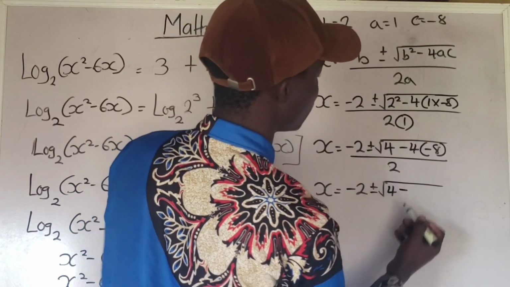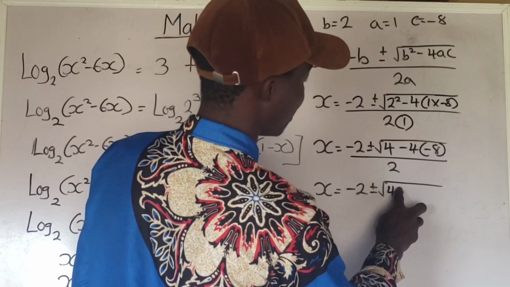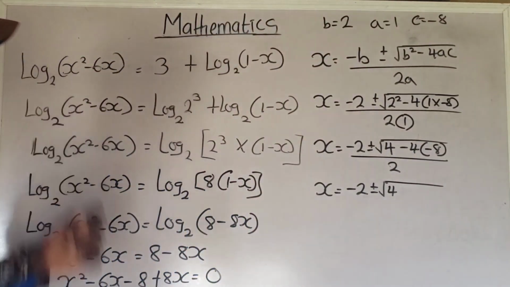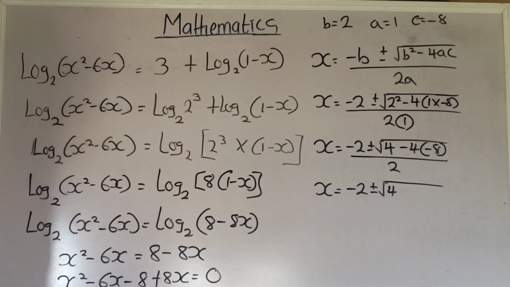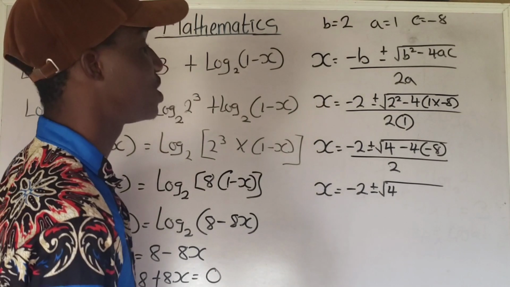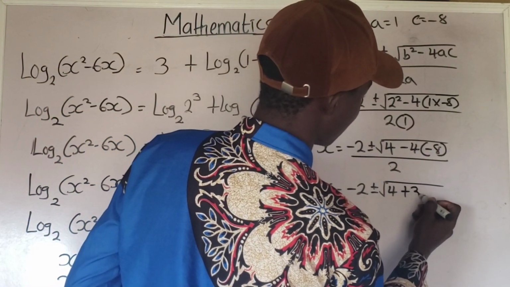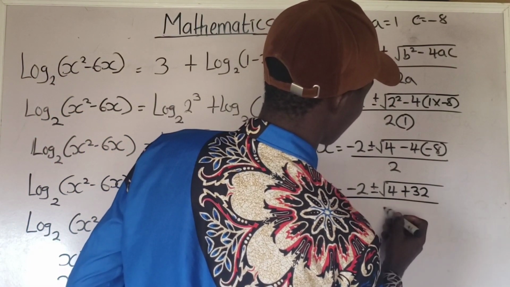4 minus, okay, let us take the product of negative 4 and negative 8. Negative 4 times negative 8 is what? Plus 32. You understand? When we take the product of a negative number and a negative number, we're going to have a positive number. So negative 4 times negative 8 will give us what? Positive 32. So I'm going to have plus 32 all over 2.